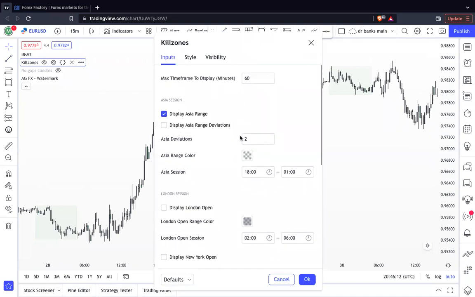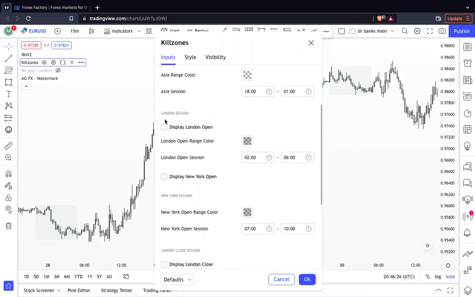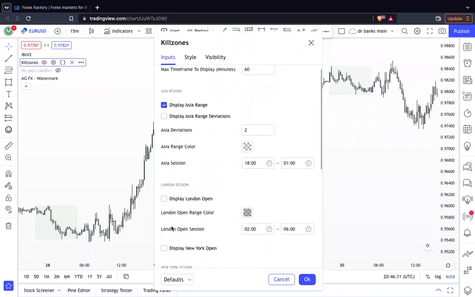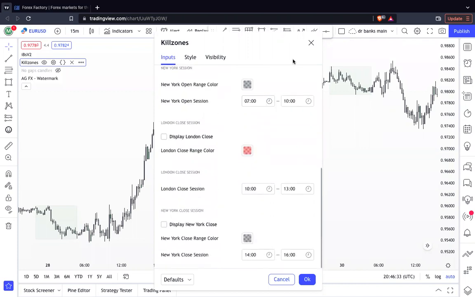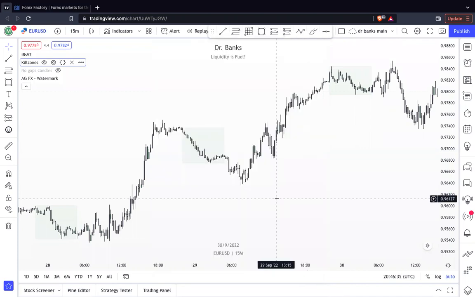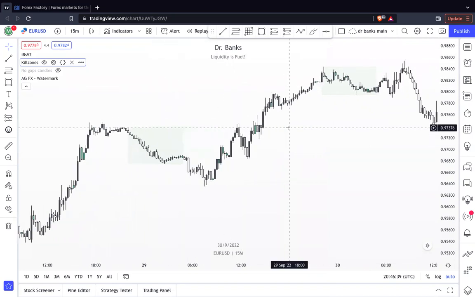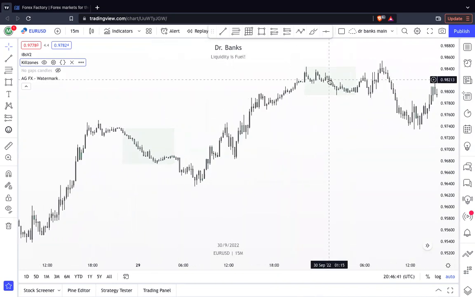For those of you in Nigeria, Asian session 1800 to 100, Asia deviation, set deviation to 2. And then I have my max time frame for 60 minutes. Then you can turn every other thing off. Okay, it's only the Asian range that is on. All of those other things are off. Okay, so it helps you mark out the Asian range. Okay, what happened within Asia.